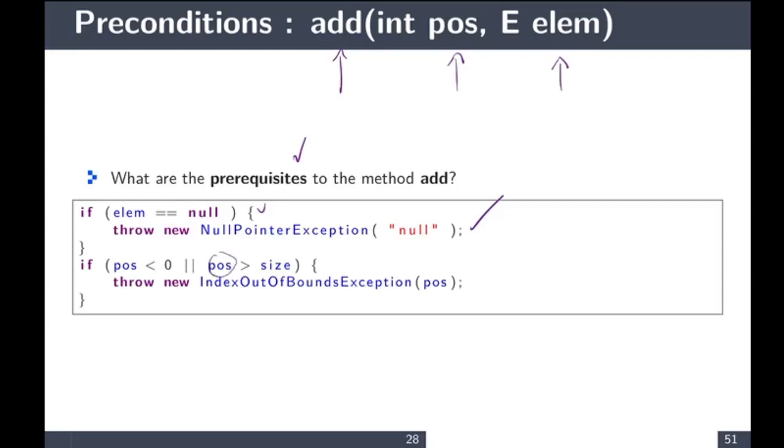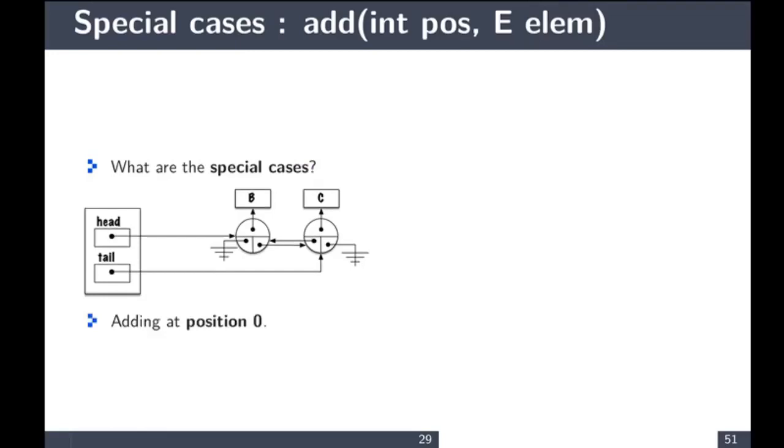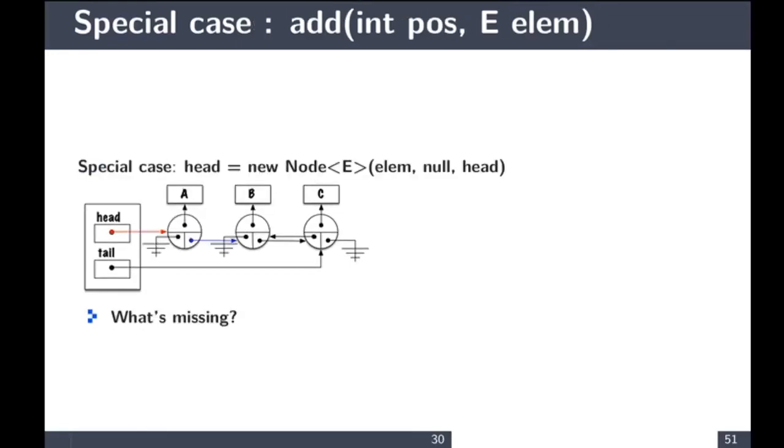If pos is out of range, throw an index out of bounds exception. There will be several special cases. Let's start with the first one. Obviously, making changes at the start of this list is special because we will need to change the value of head. So adding at position 0 is a special case.